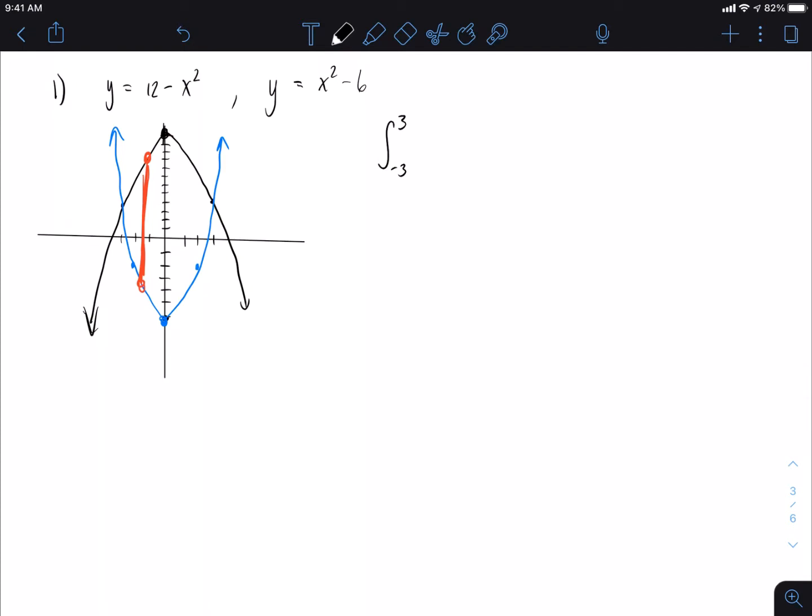Which is the upper function? 12 minus x squared. Minus x squared minus 6, right?